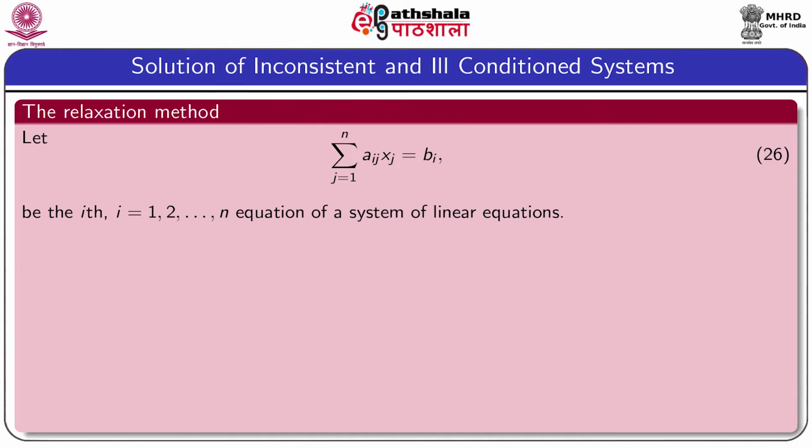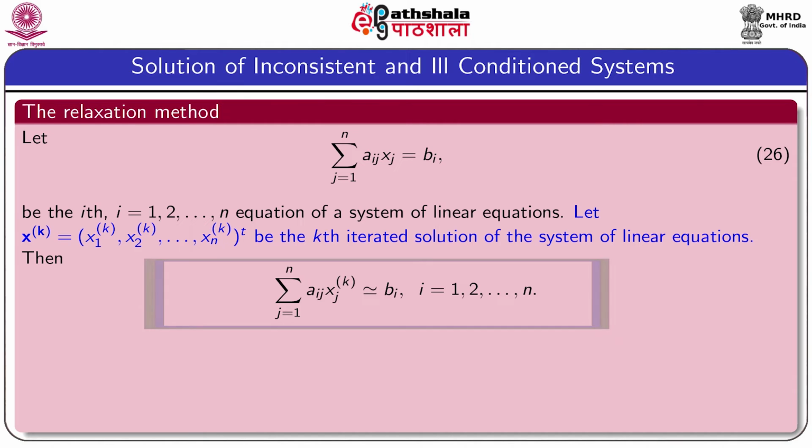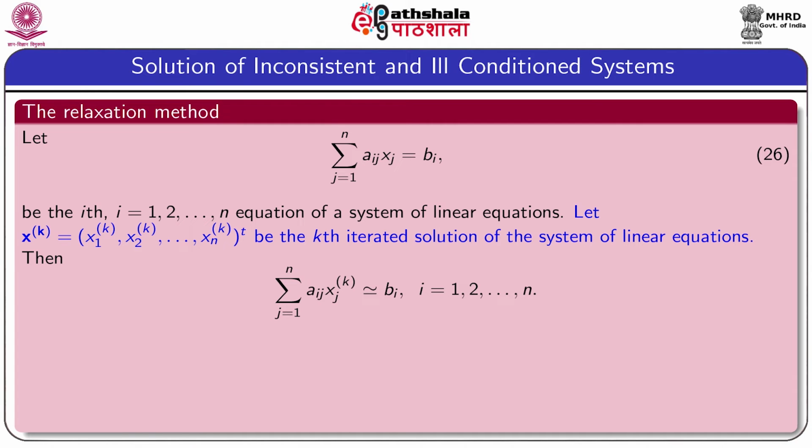Now we describe the relaxation method to solve an ill conditioned system of equations. Let summation over j equal to 1 to n aij xj equal to bi be the ith equation of the given system of linear equations, and let the vector xk, equal to x1k, x2k up to xnk transpose, be the kth iterated solution of the above system of linear equations. Then summation over j equal to 1 to n aij xjk is approximately equal to bi for all i equal to 1 to n.